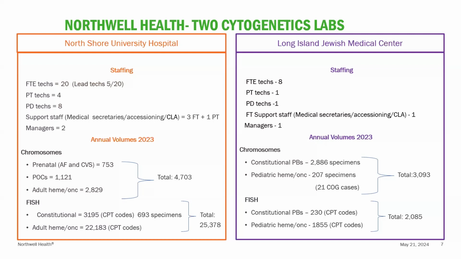We offer testing, as you can see here, both constitutional, prenatal and postnatal, and hemato-oncology, oncology, neoplastic. And in these slides, you can see the number of employees we have in both laboratories, and our annual volumes for chromosomes and FISH per specimen type for 2023. Next slide.